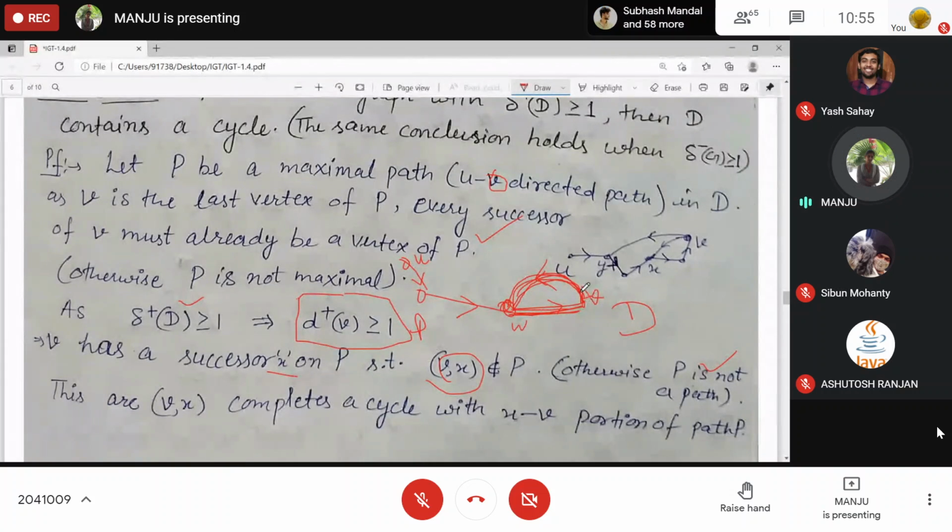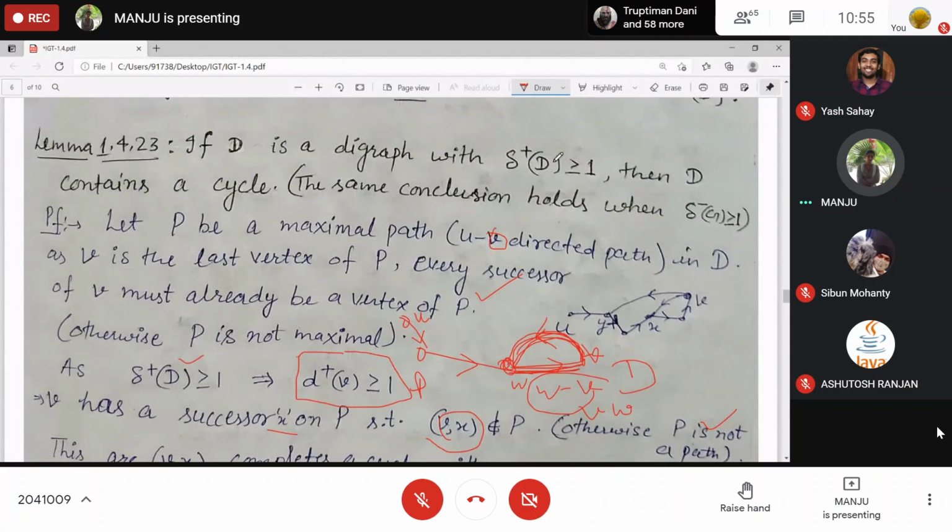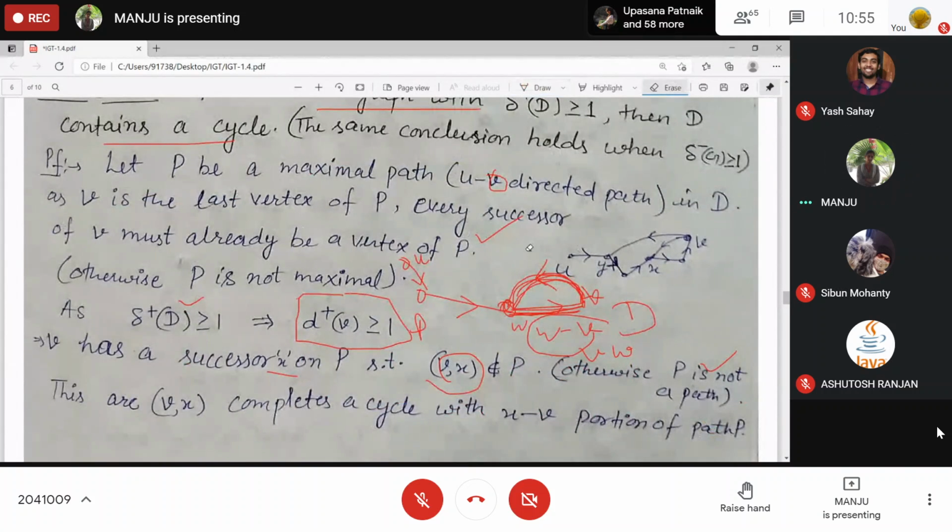Now, this arc V2W completes a directed cycle with X to V, or here W to V, portion of the path you can take, and the V to W arc of this part you can take and make one path, one cycle. And that's what is asked, that D contains a cycle. Clear? Is there any doubt?